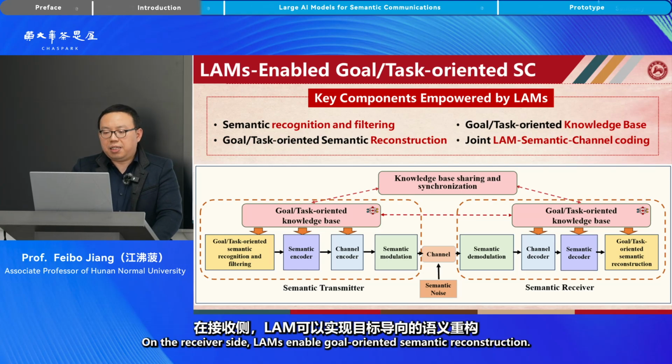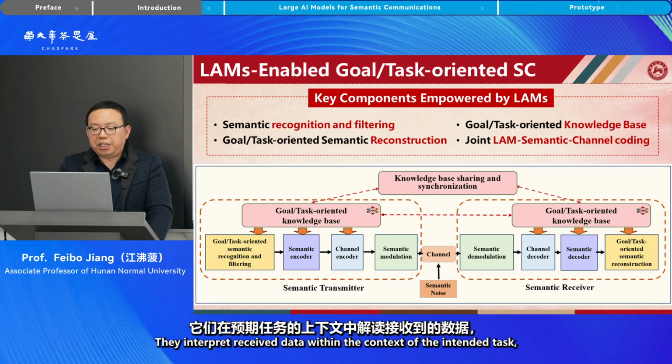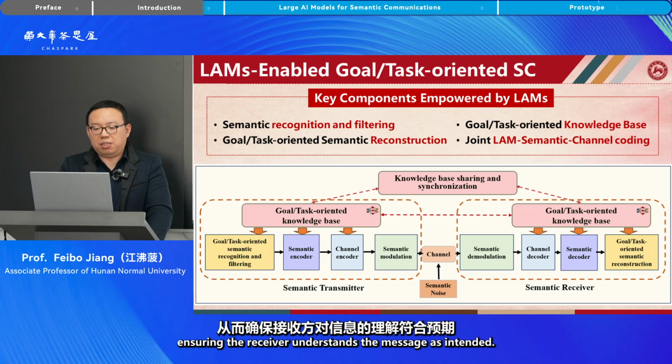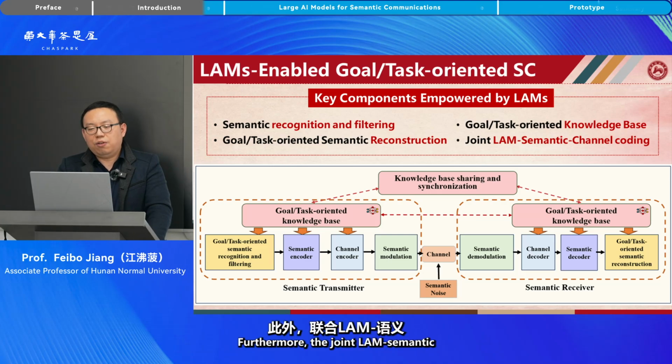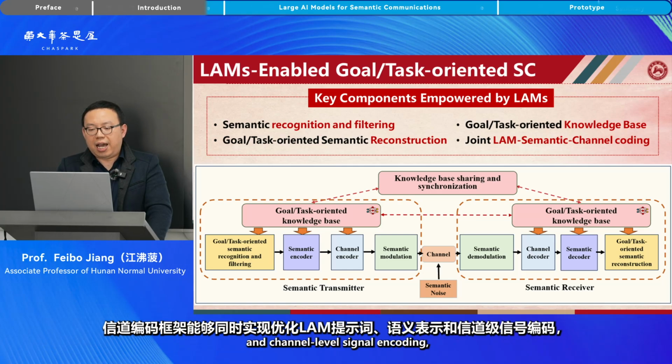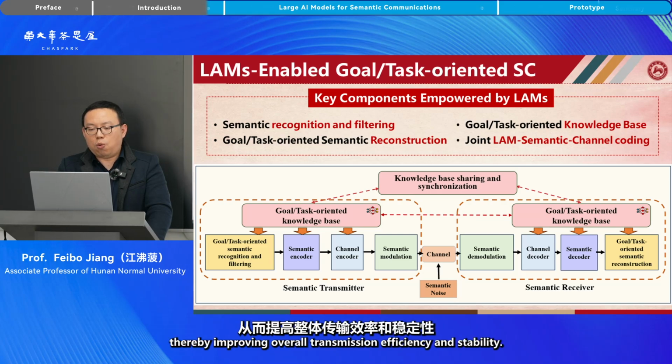On the receiver side, NUMs enable goal-oriented semantic reconstruction. They interpret received data within the context of the intended task, ensuring the receiver understands the message as intended. Furthermore, the joint NUM semantic channel coding framework enables simultaneous optimization of the semantic representation and channel-level signal encoding, thereby improving overall transmission efficiency and stability.